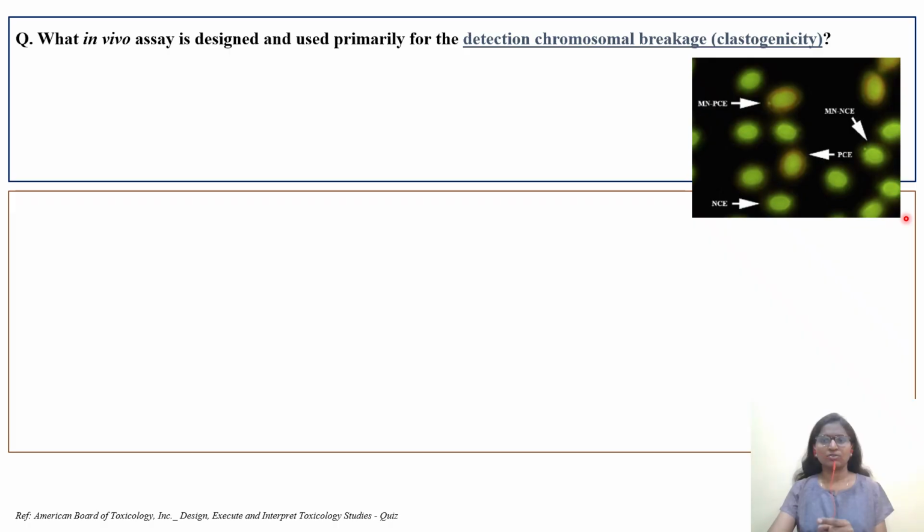So this is a typical micronucleus slide. Here these are nothing but micronucleated polychromatic erythrocytes, and these are normochromatic erythrocytes. Let's see what options are there. First, we need to understand the question again. We have to identify what in vivo assay is designed and used primarily for detection of chromosomal breakage or clastogenicity. So what are the assays for clastogenicity we need to identify.